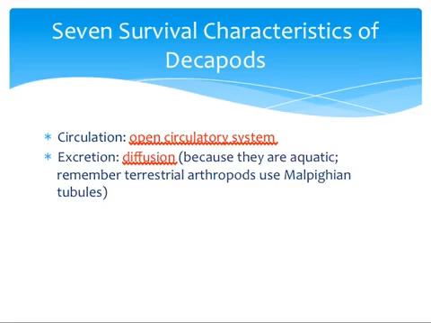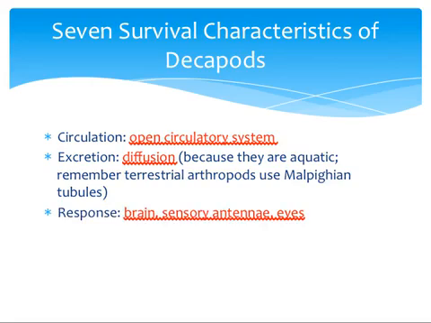Decapods excrete by diffusion, and this is because they are aquatic, so they use the water around them to get rid of their wastes. Just remember that terrestrial arthropods use Malpighian tubules. So because decapods are aquatic, they don't have Malpighian tubules, they use diffusion.